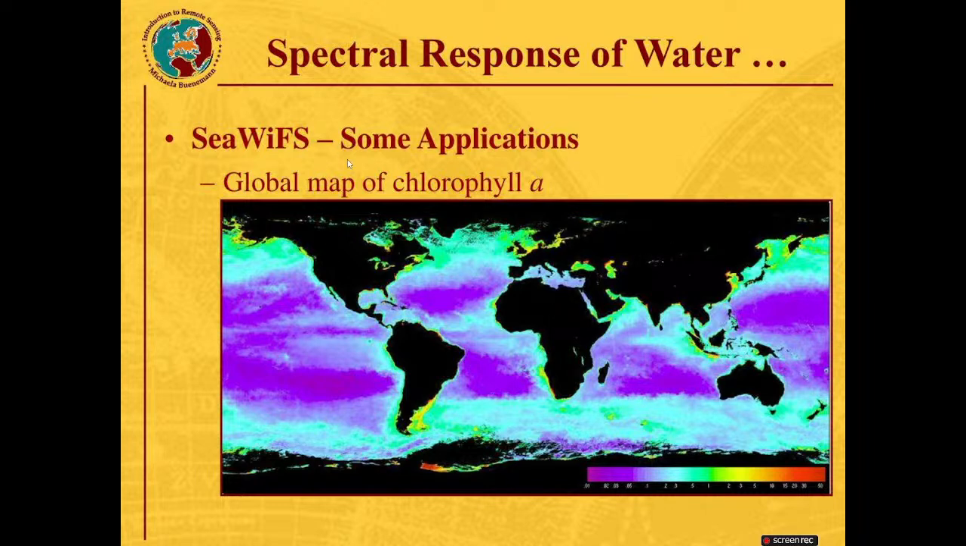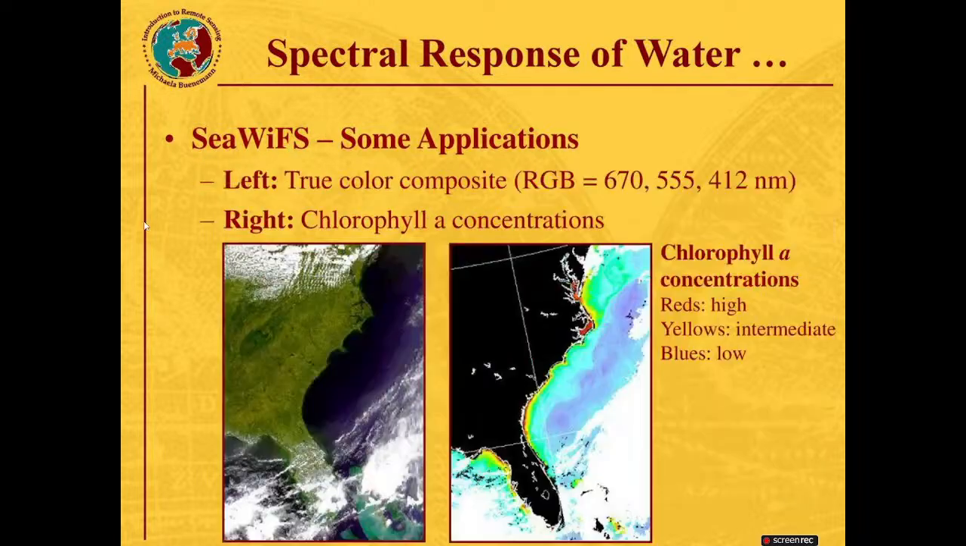Okay, and we can create that global map of the chlorophyll using these CZCS satellite images. Also, you can see this image showing left and right, and the chlorophyll identified using that. Okay, chlorophyll A concentration, and it is a true color composite, that RGB color.